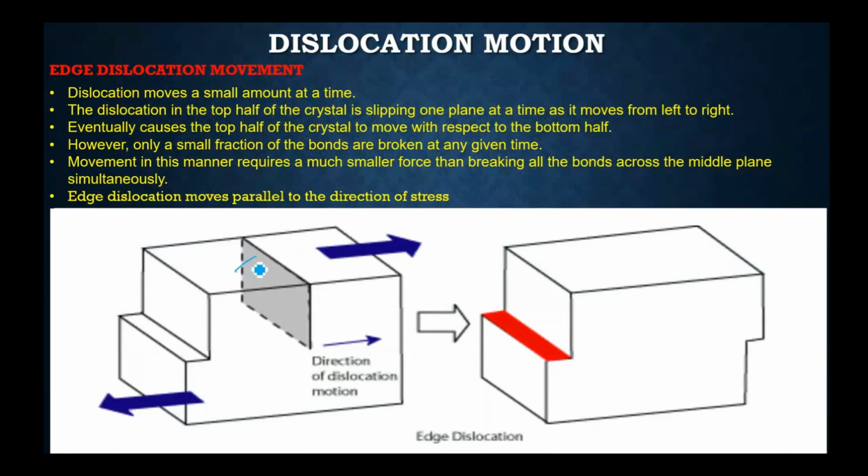This is your extra half plane. This is the dislocation line on the top of the extra half plane. And when the shear stress is applied in this direction, the dislocation plane would move in the direction which is parallel to the shear stress until a complete step is achieved. So in edge dislocation, the movement of dislocation is parallel to the direction of the stress. All right.